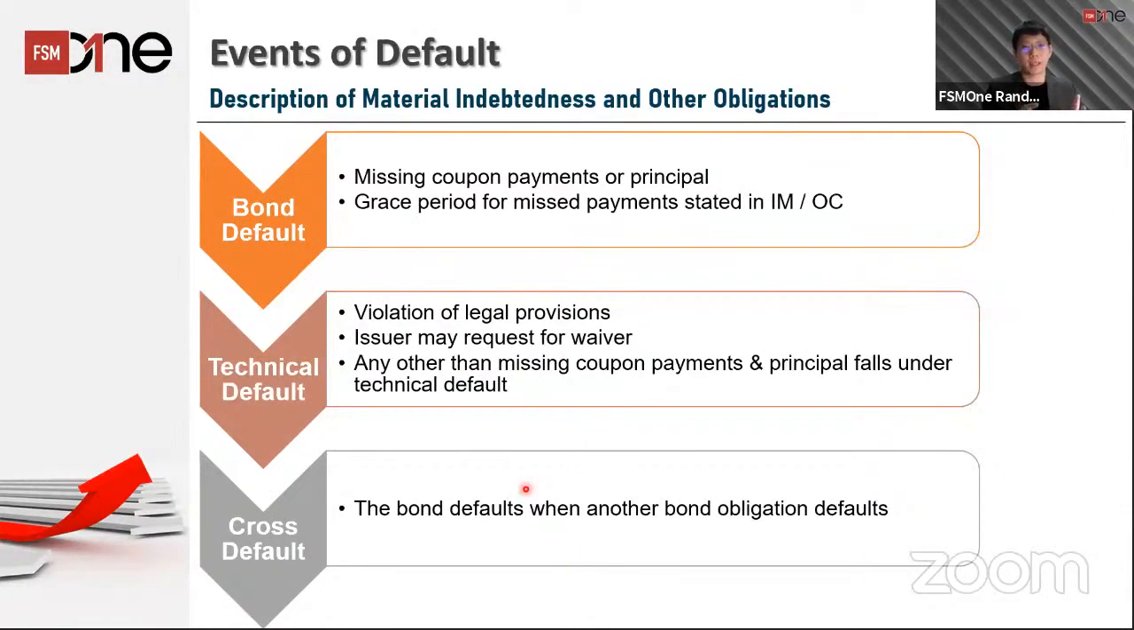So the final type of default will be the cross default. In a simple way, it means that when an issuer has two bonds, bond A and bond B, and bond B fails to pay its coupon payment, bond B will be in default already. But if cross default exists, then bond A will automatically be defaulted as well. So this is what we call the cross default. I hope you really understand the difference between these default cases.